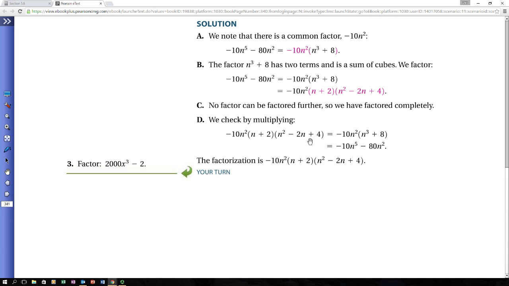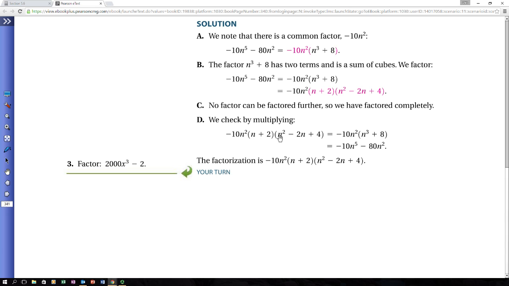Now in this case, the D part is to check. They take our factoring and multiply it back. Then what I would do is check my pattern here and say, does this really give me the sum of cubes? And make sure of that. But I also could distribute, which would be one way to check that too.